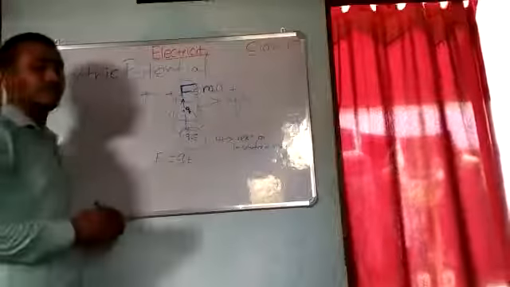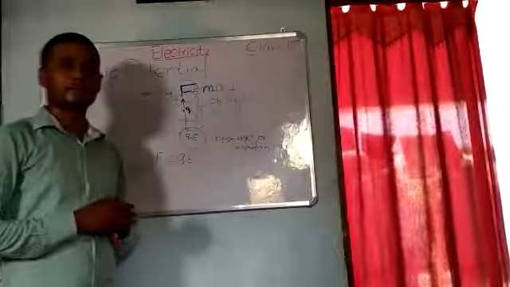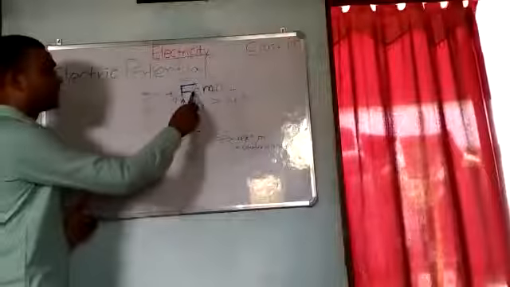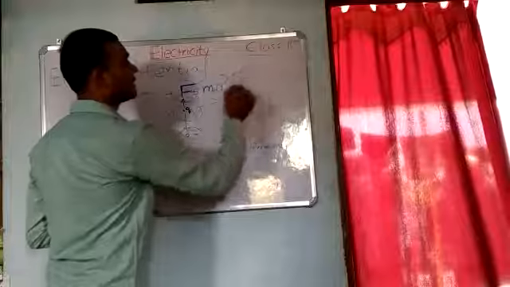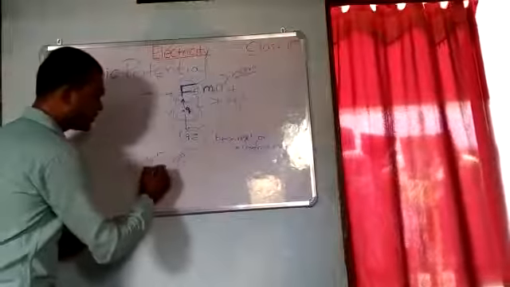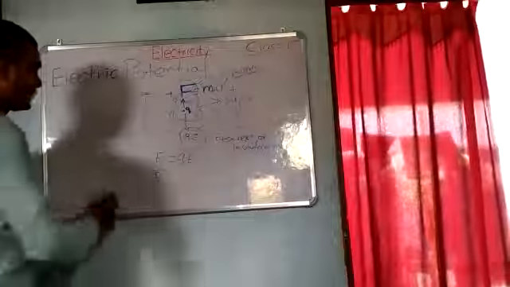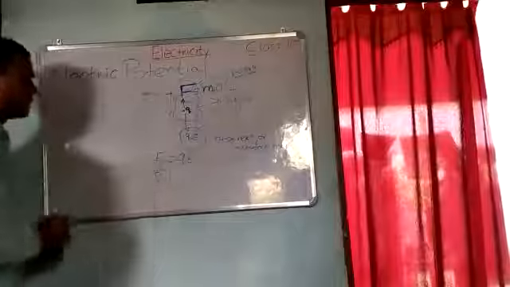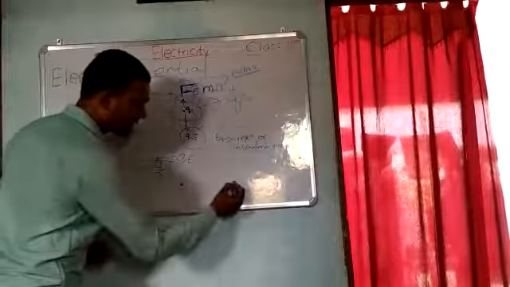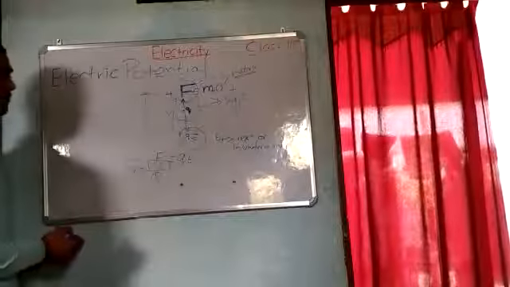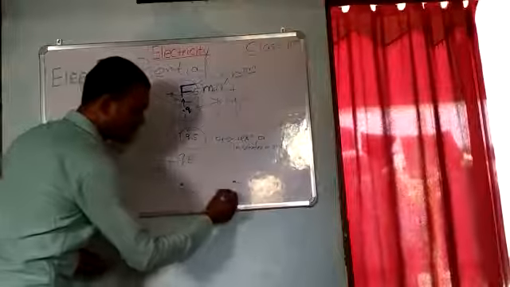If force is applied, then there should be work done. Here force is applied, it means work is done. How much work is done per charge is equal to the electric potential, from an infinite point to a finite point.